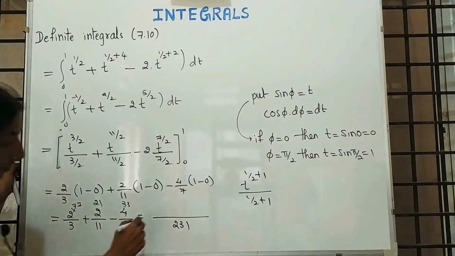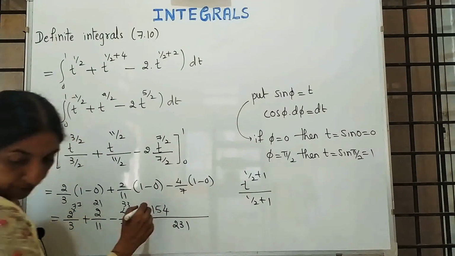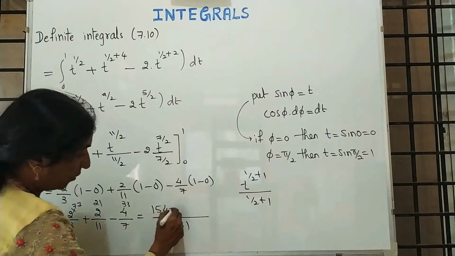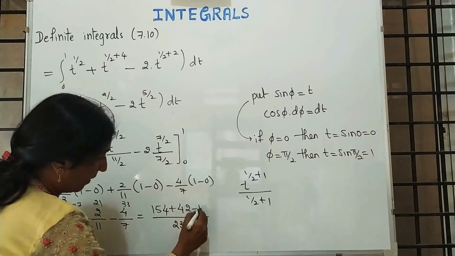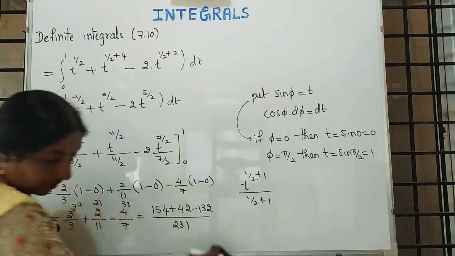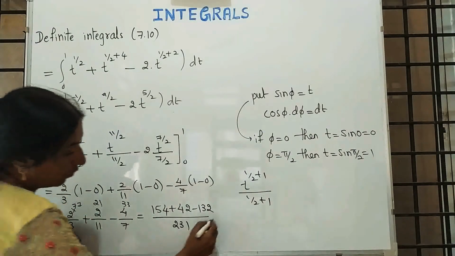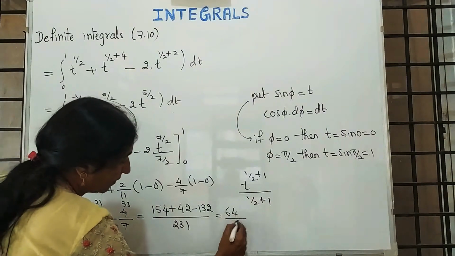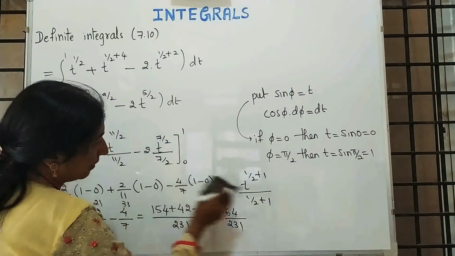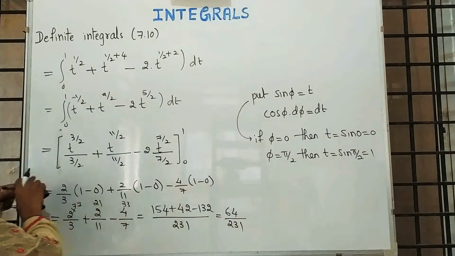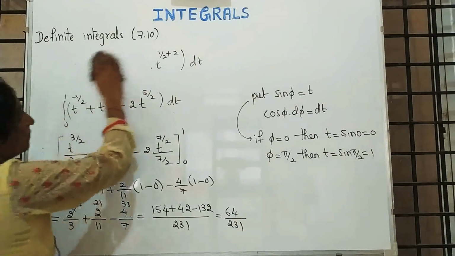Write down those values: 154 plus 42 minus 132 is equal to 64 upon 231. Understood? Now moving to the next question, that is the third one.